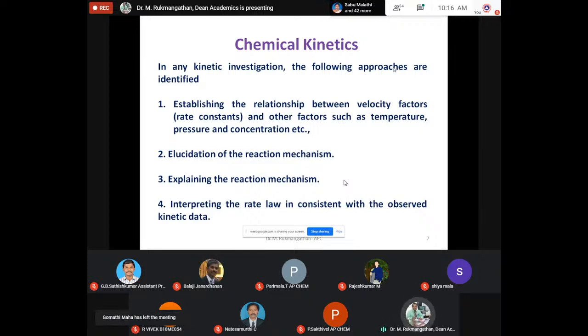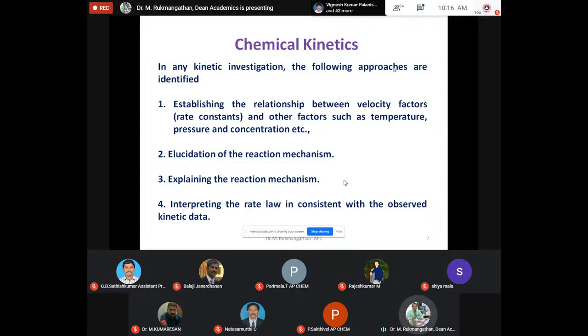When we raise the concentration of the reactants, what will happen to the rate of the reaction? When we raise the temperature, pressure, and the concentration of additional reagents, what will happen to the reaction rate? All those things are investigated in chemical kinetics. Then, after observing the kinetic data, we have to formulate the reaction mechanism. In how many steps does the reaction proceed? Is there any intermediate formation? Are there any ion-dipole interactions? All those things are observed in the reaction mechanism.